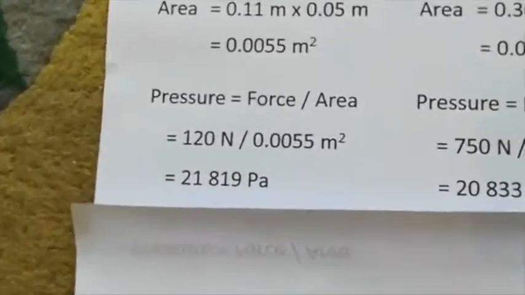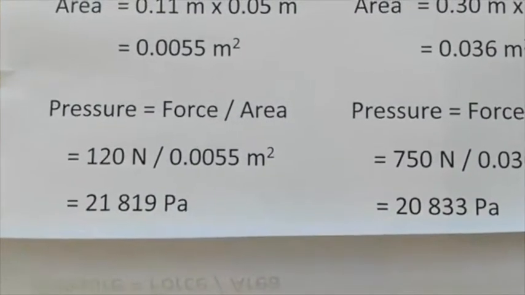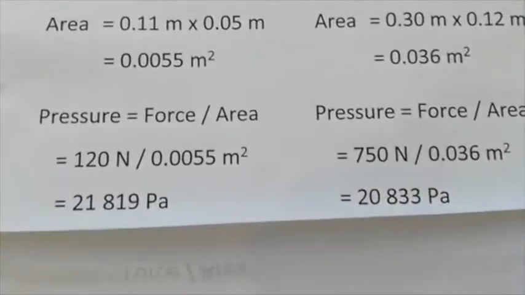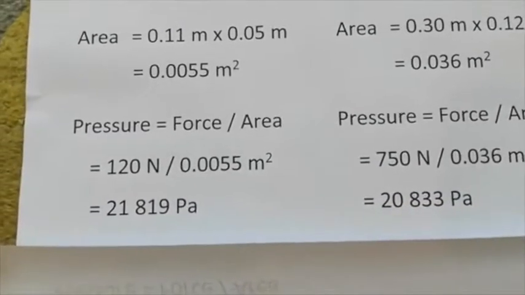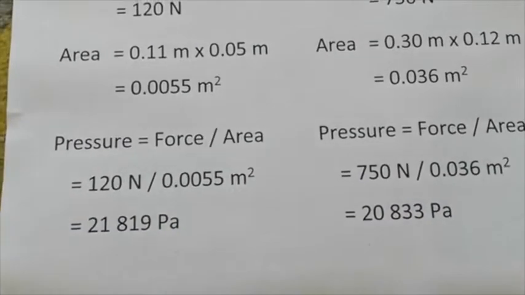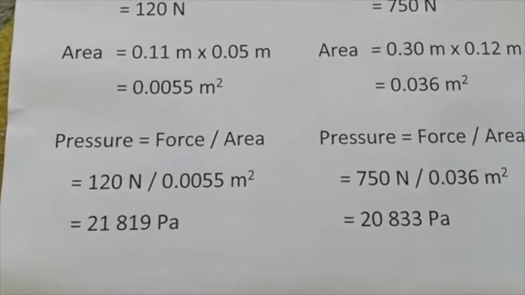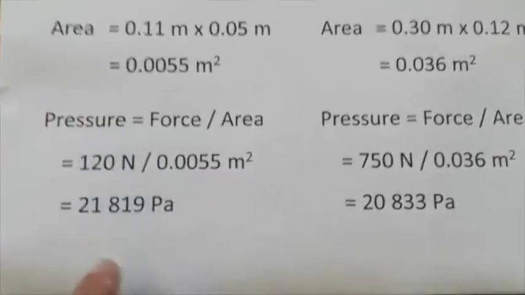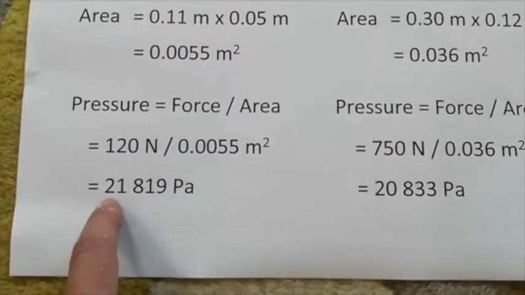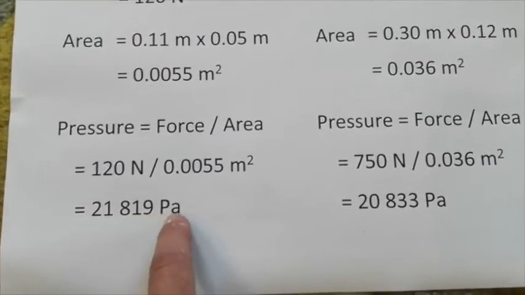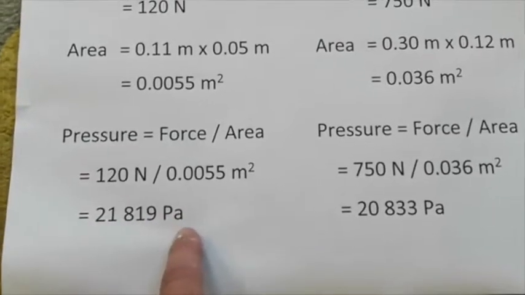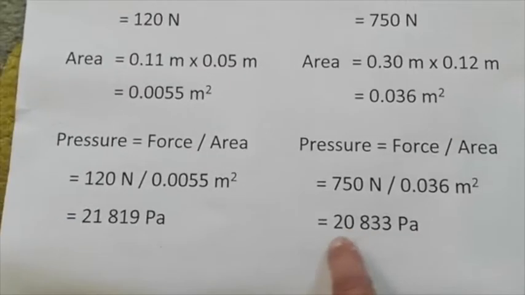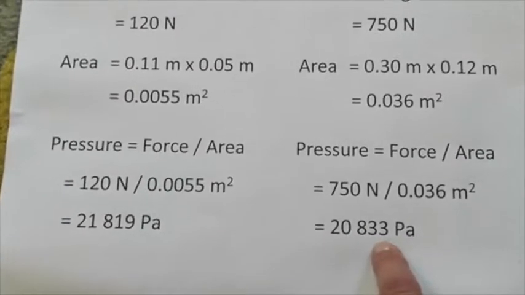So pressure is measured in pascals, Pa. Look! Isn't that weird? That verifies exactly what I thought, that even though my daughter weighs a lot less than my husband, because her feet are a lot smaller and pressure is the amount of force per unit area, she is putting 21,819 pascals of pressure on my foot when she steps on it, and my husband's actually putting a little bit less pressure, only 20,833.